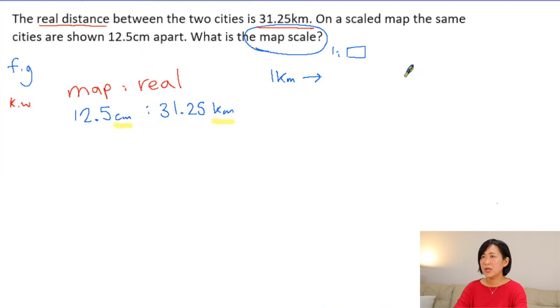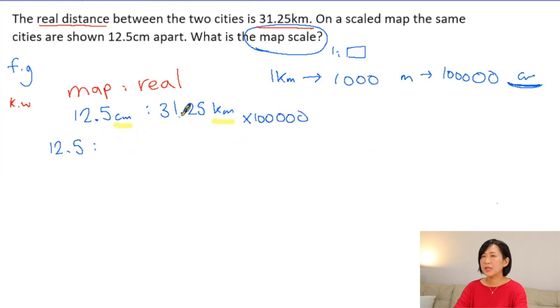Quickly, 1 kilometer is 1,000 meters. Then you need to change the 1,000 meters into centimeters by times by hundred. That gives you 100,000. Now let's times 100 to make 12.5 into a whole number first. Times by 100 gives you 3,125. Then let's times another 1,000, that is 3,125,000. But still we've got a decimal here, so let's times 10 to both sides to make it into a whole number.